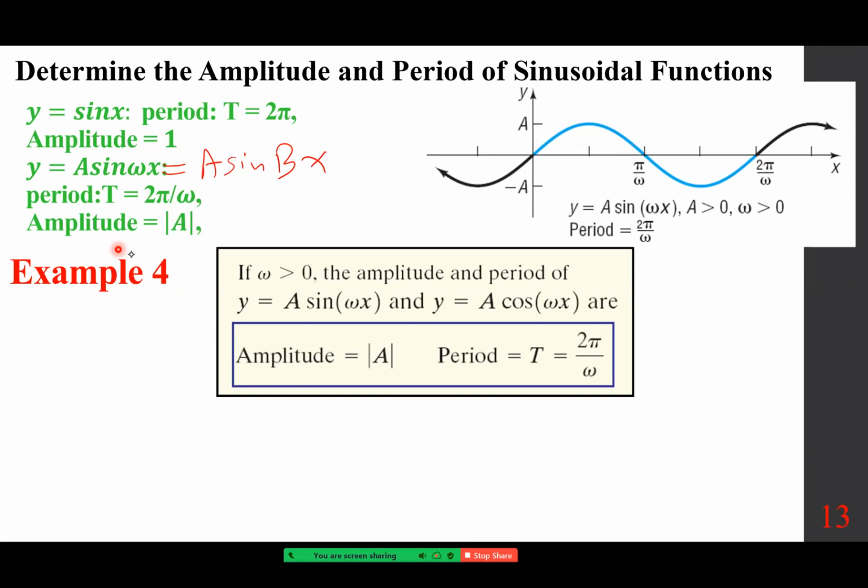Amplitude refers to the maximum value of the function in this case. Amplitude, the maximum value, that's why we use the absolute value. So if omega is positive, the amplitude and period of sine and cosine, which is y equals a sine omega x, y equals a cosine omega x. Here's the amplitude, here's the period.